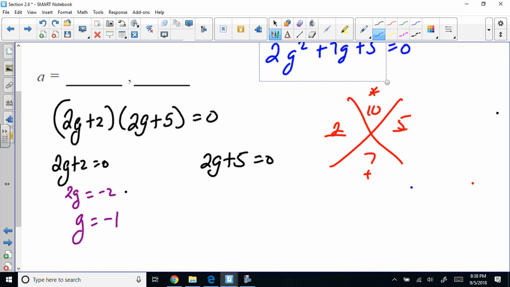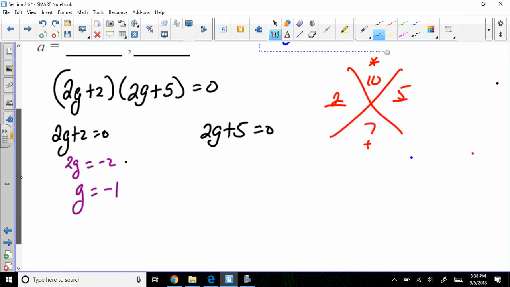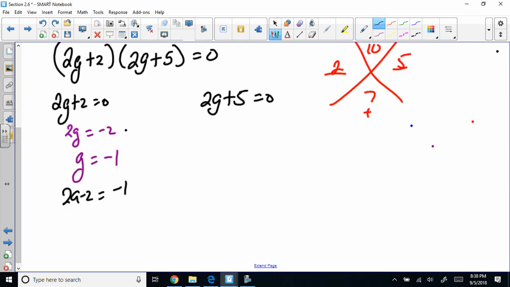No, because what's g? 2a minus 2. So now I'm going to do 2a minus 2 equals negative 1. And that's going to give me a plus 2, so that's 2a equals 1. a equals 1 half, right? Did you get 1 half? Sweet. Okay. And now let's do it over here.